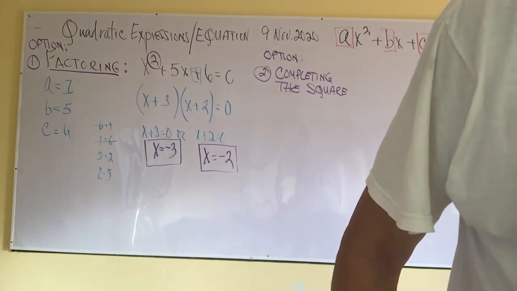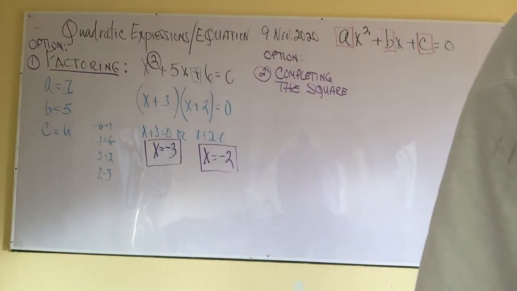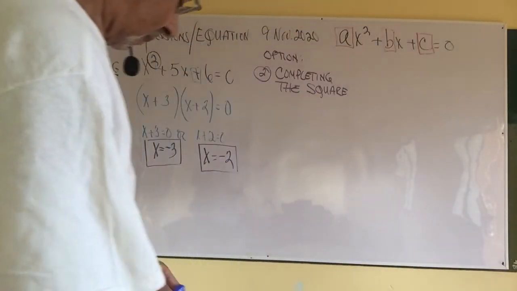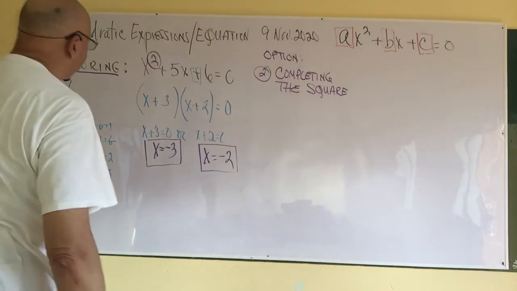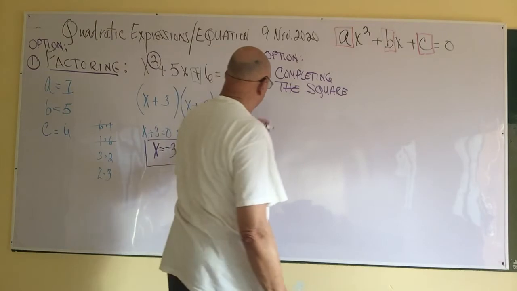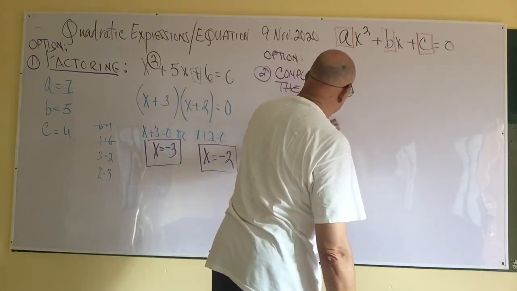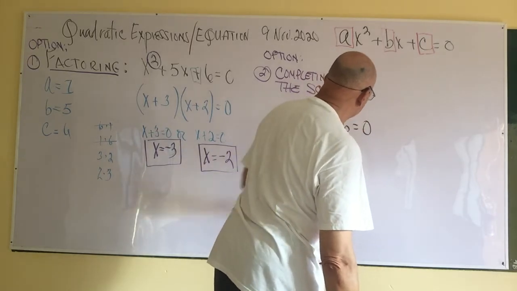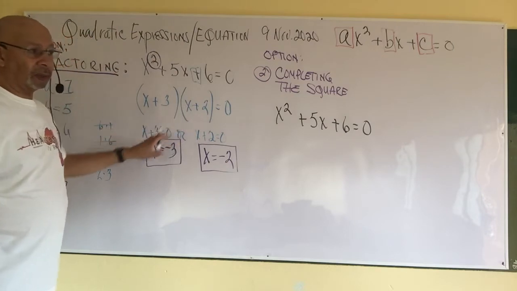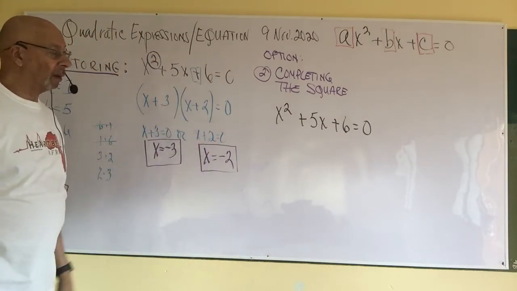Now it's a fairly simple theory, but it takes a little patience to make it work. So let's use the same equation here: x squared plus 5x plus 6 equals 0. Now we know that this can be factored, so we're going to use it as a way to check our work here too. So you'll see how it goes.